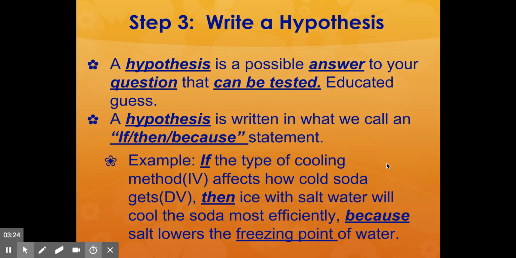and the temperature of the soda, how cold the soda gets, that's our dependent variable. So in the very beginning of this hypothesis, in the if portion, you want to talk about the relationship between the independent variable and the dependent variable. This is what you think, again, what the relationship is. Your hypothesis about this might be different from someone else's.